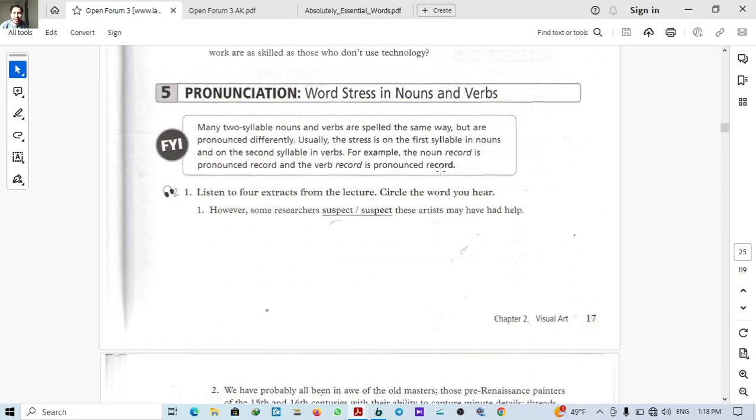See, the stressed part is in bold. So we have the word record functioning as a noun, but record functioning as a verb. So any other two-syllable words can function this way if they are multifunctional. I mean, if they possess two parts of speech.